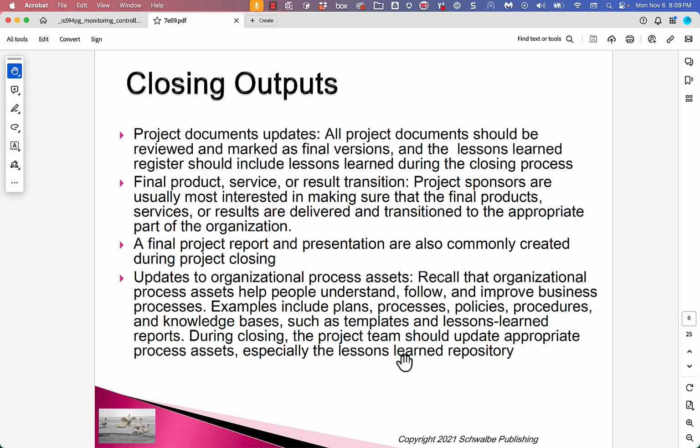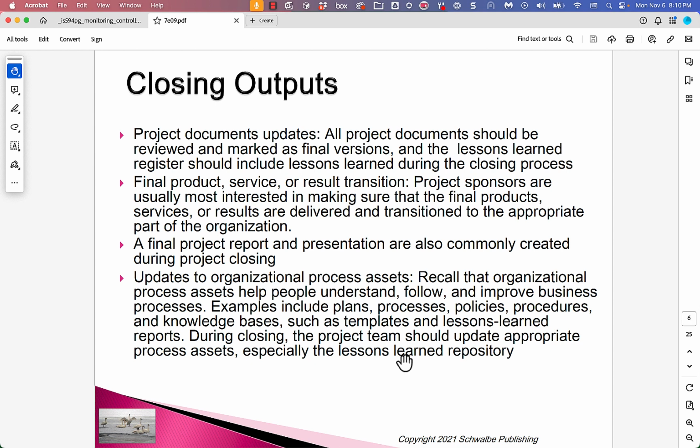So, project documents updates. All project documents should be reviewed and marked as final versions, and the lessons learned register should include lessons learned during the closing process. The final product, service, or result at transition: project sponsors are usually the most interested in making sure that the final products, services, or results are delivered and transitioned to the appropriate part of the organization.